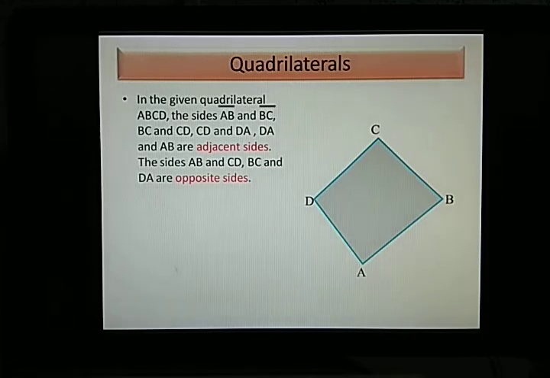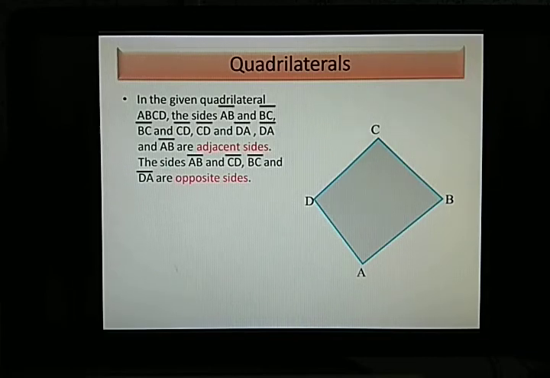Neighboring means adjacent. Similarly, BC and CD having a common vertex C, and CD and DA having a common vertex D, and DA and AB having a common vertex A. So these are the 4 pairs of adjacent sides. In a quadrilateral, we normally have 4 pairs of adjacent sides. Now, what are the opposite sides? It's very easy. AB and CD, you can see these are just opposite. One side is here, the other is just opposite. Then BC and DA. Clear?